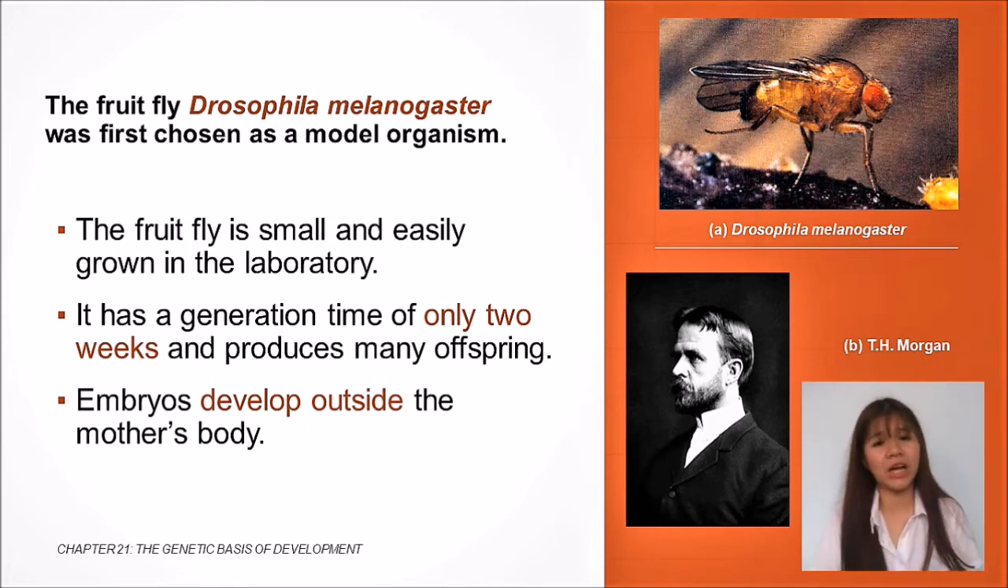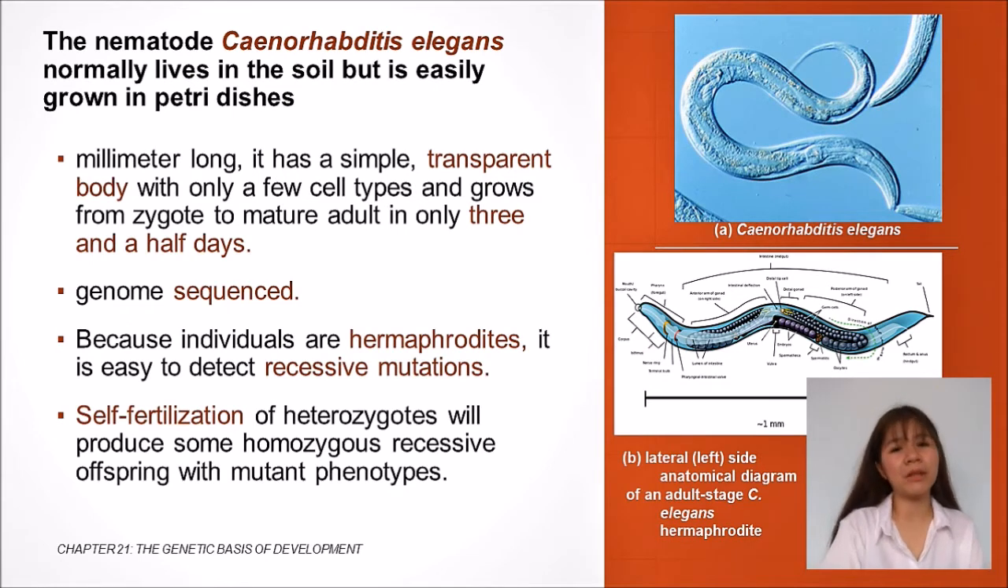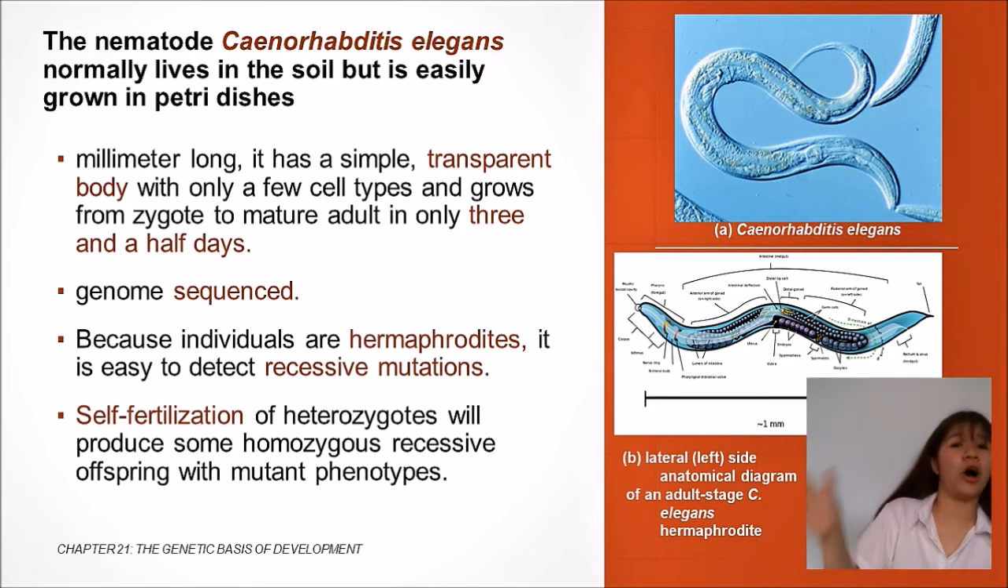However, because the first rounds of mitosis occur without cytokinesis, parts of its development are superficially quite different from what is seen in other organisms. The next model organism would be the nematode or Caenorhabditis elegans. The nematode normally grows in the soil, but it is easily grown in petri dishes. So its features include all of this.